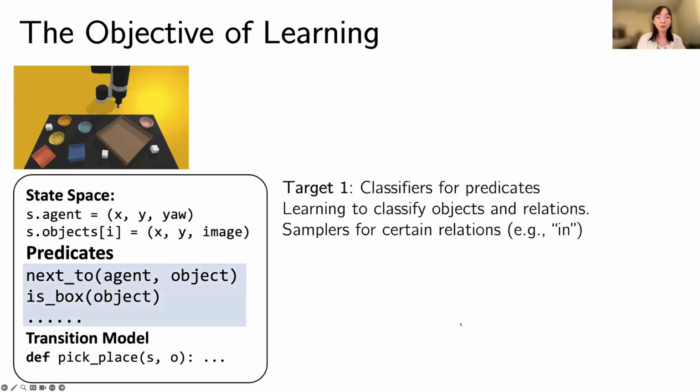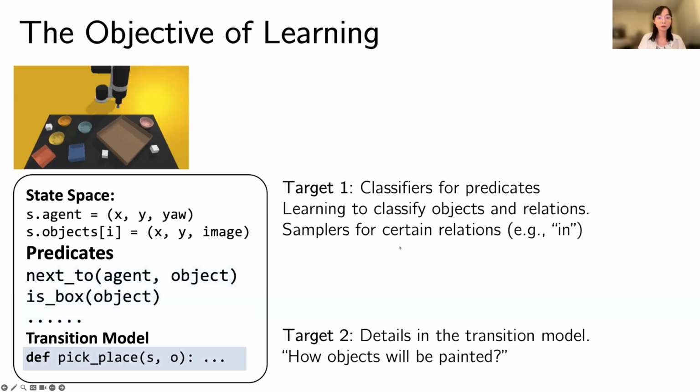So the learning target one will be the classifier for all those predicates. We want to learn how to classify object colors and shapes and the relationships. And for relationships, we also need to learn additional samplers so that we know how we can place an object from one location to be in another receptacle. And second of all, we want to learn additional transition models, basically how we should get an object painted.